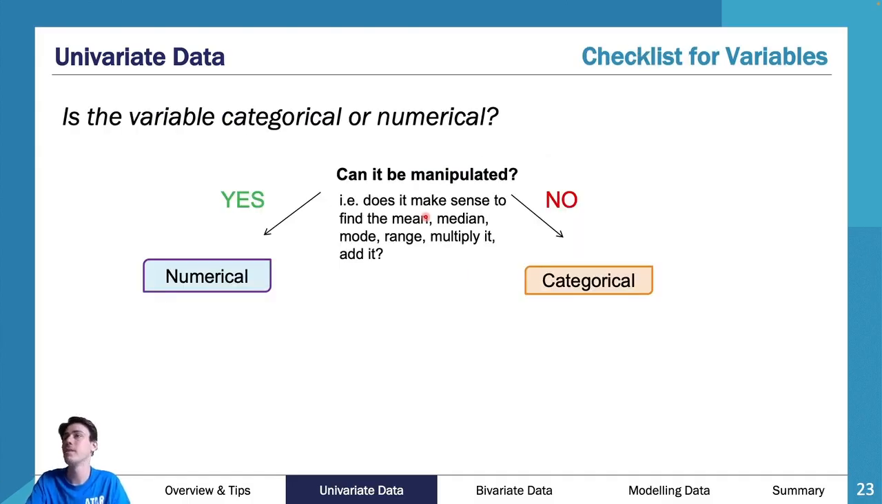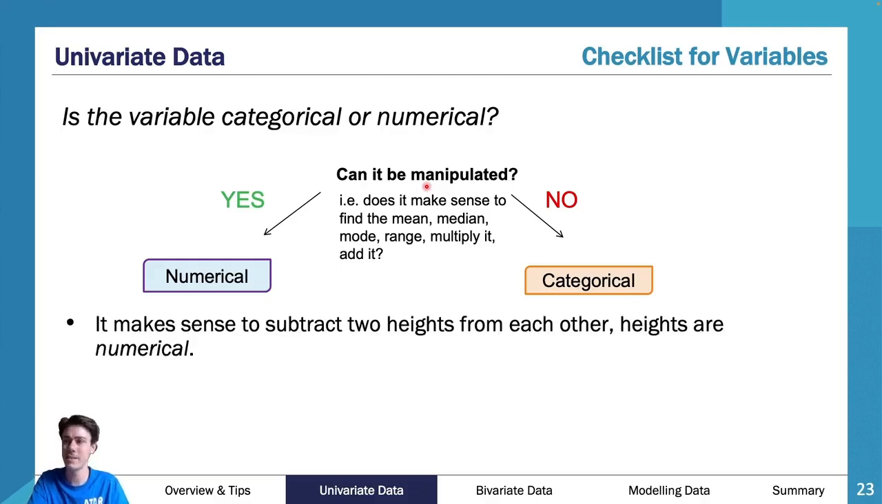Another way of thinking about it as well is these questions that I'll pose to you. My first question is, can it be manipulated? Can I manipulate this piece of data? Does it make sense to find the mean, median, mode, range, etc.? If yes, then it's numerical. If it's not, then it's categorical. It makes sense to subtract 2 heights from each other. It makes sense to find the median height, the mean height, etc. It doesn't make sense to find the mean football team. That doesn't make sense. There's no order to it. There's not even anything else going on with it, so you can't really do that.